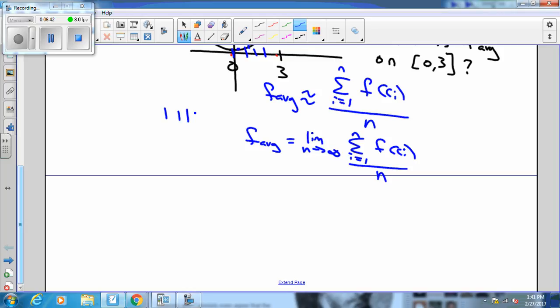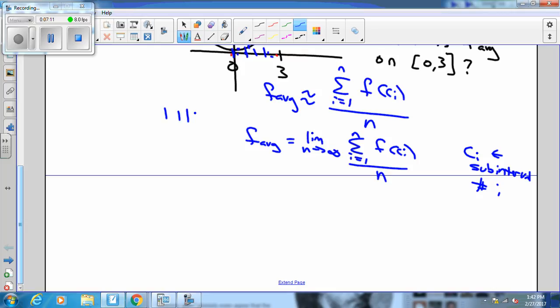Yes. The key is that ci has to belong to subinterval number i. I can't choose all of my c's out of the last subinterval and get a valid result. I have to choose one from each one. But now I'm going to do something remarkable that's going to tie this to the definite integral.